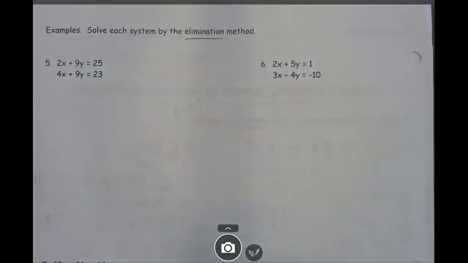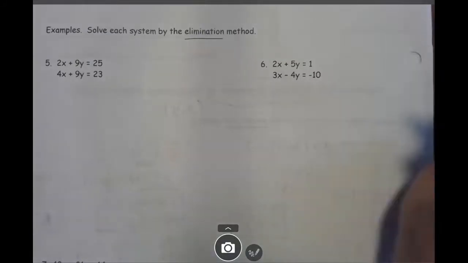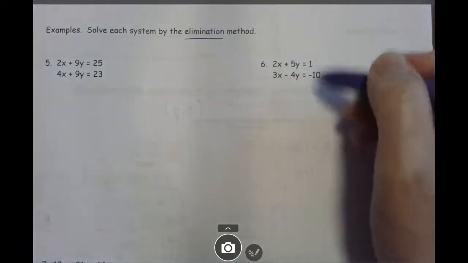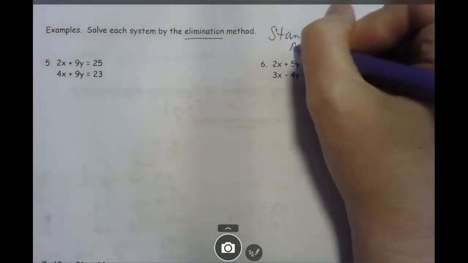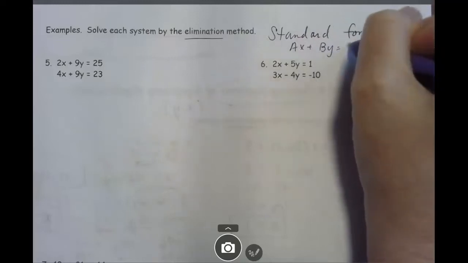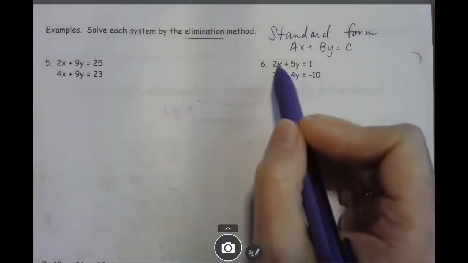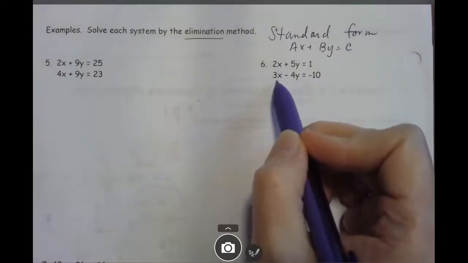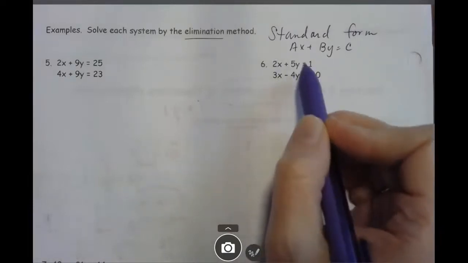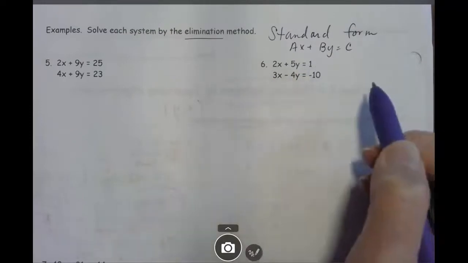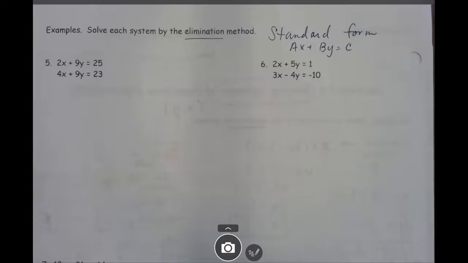Different method, elimination method. And lots of times this is everybody's favorite method because lots of times it's the shortest. Now, what needs to happen for the elimination method is first thing we got to look for is, are our equations in standard form? Remember, standard form is ax plus by equals c. And x is ax over ax plus or minus, the y's, the equal signs, the constants. Everything has to be lined up in order for elimination to work. Let's first start with number 5.